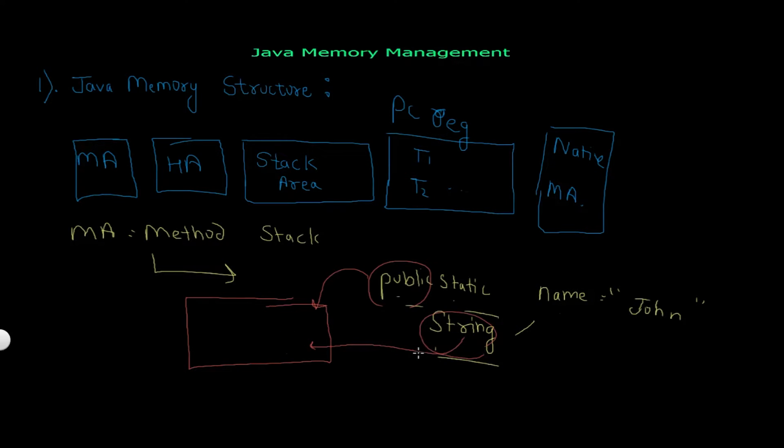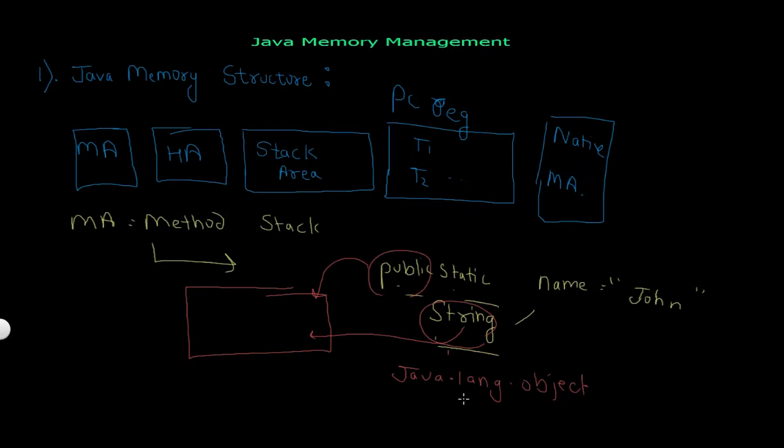Or what is the superclass of this string? Let's just say it is java.lang.Object. So this will be stored here as well. So in method stack, the fully qualified name of a type will be stored, access modifiers will be stored, the name of the superclass will be stored, things like that, or names of the interfaces which this type inherits will be stored here in method stack.